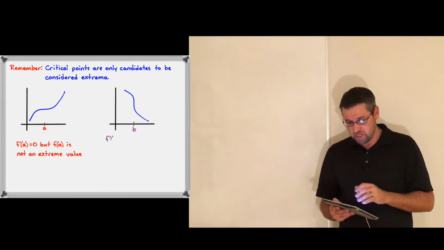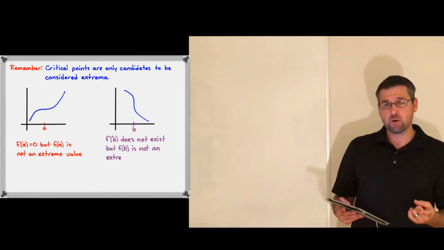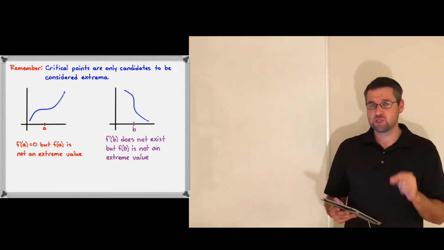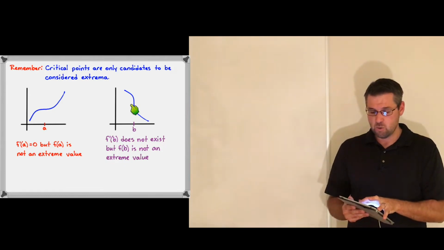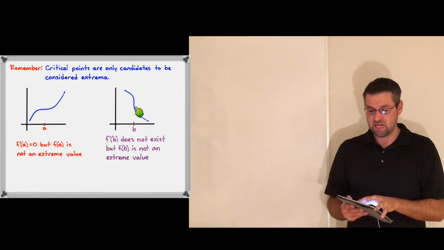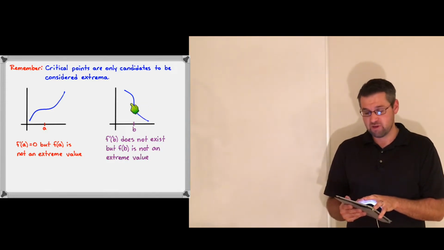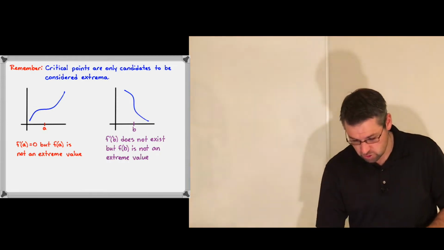But again, what we note here is that there is no extrema. There is a critical point since the derivative does not exist at b, but there is no extrema because the derivative did not change signs. What do we see? We see that f is decreasing right before x equals b, and it's decreasing right after x equals b. So there was no place where the derivative changed signs at b. So there is no extrema.